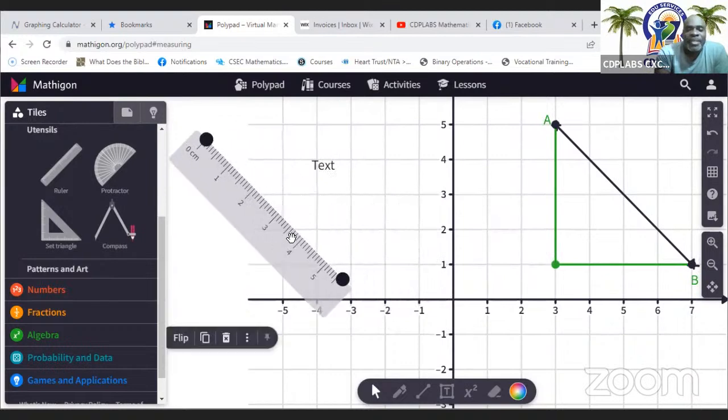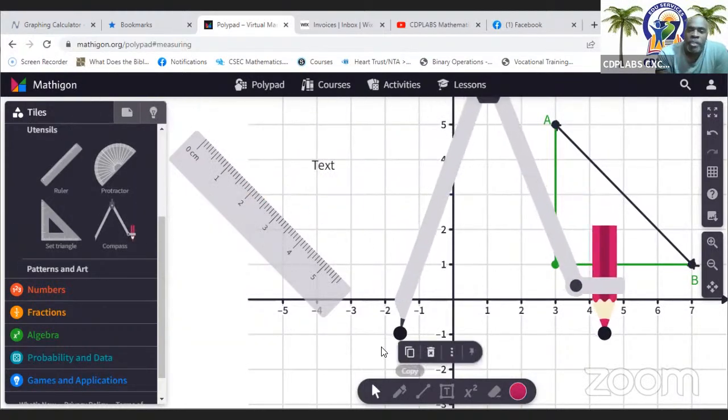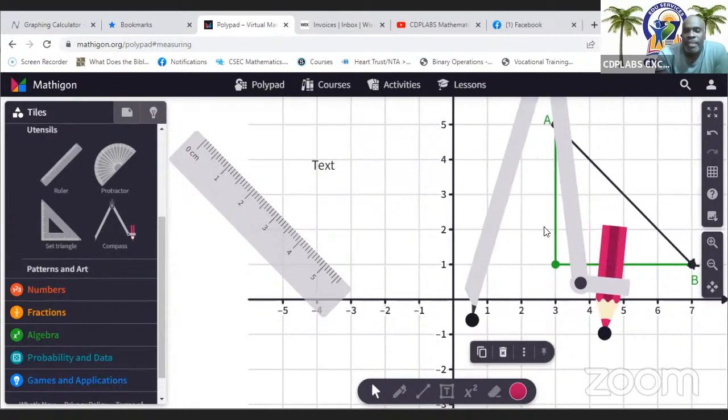All right, so let's go now. There's another way you could do it though. You could bisect the line. If you know how to bisect a line, you can use this and bisect the line.